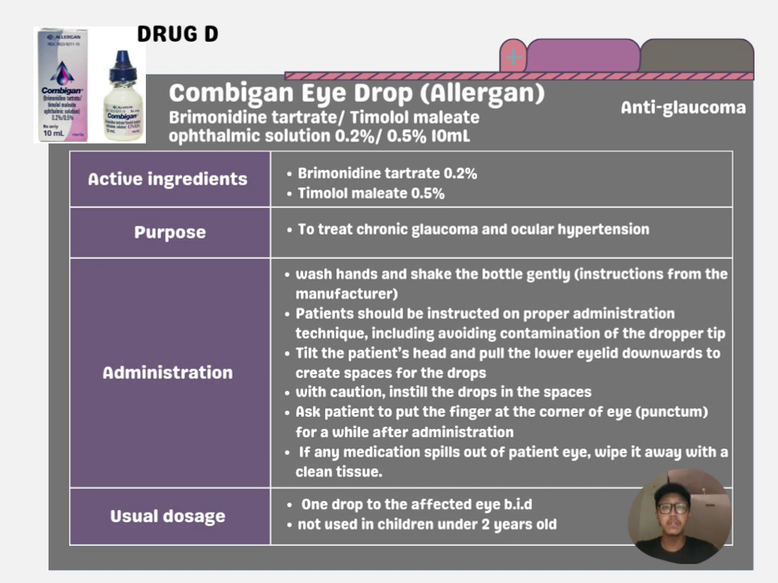The standard usual dosage is 1 drop instilled in the affected eye twice daily, approximately 12 hours apart, and Combigan should not be used in children under 2 years old.